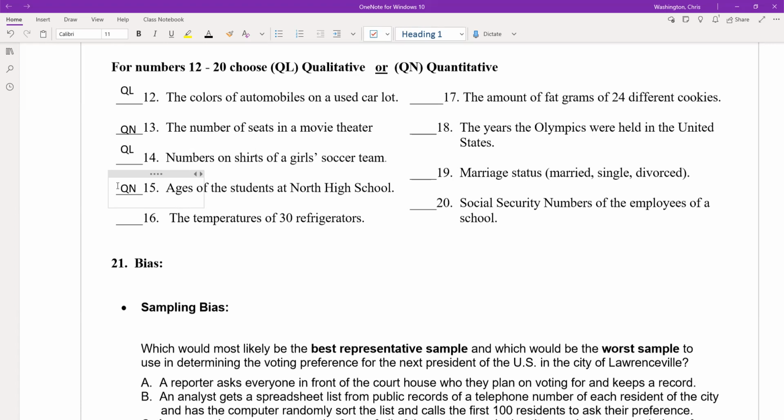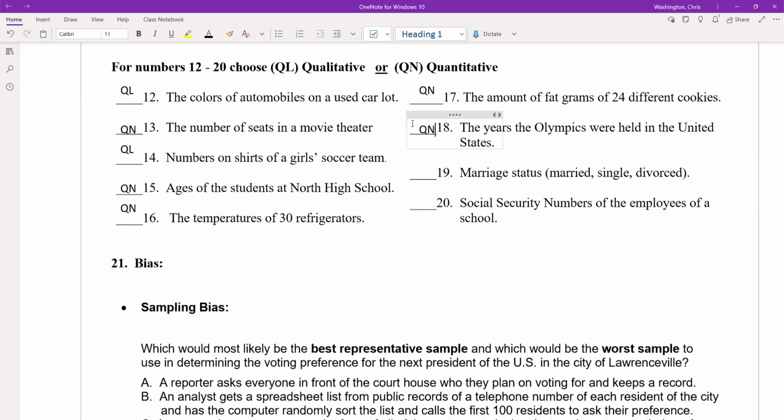The temperatures of 30 refrigerators. We've got 30 refrigerators at our restaurant, we're going to go measure the temperature of those 30 refrigerators. That would be quantitative. The amount of fat grams of 24 different cookies. Quantitative. That's something we can measure. The years the Olympics were held in the United States. I would say quantitative for that one.